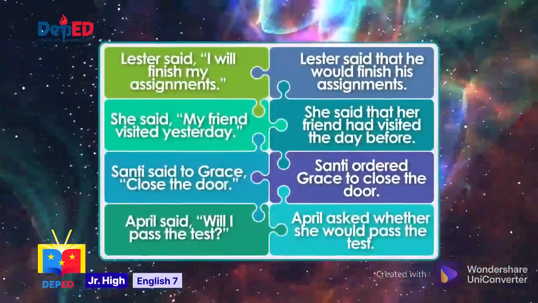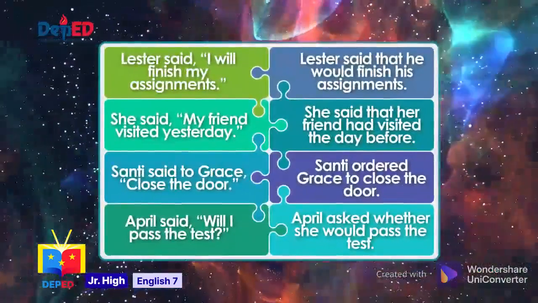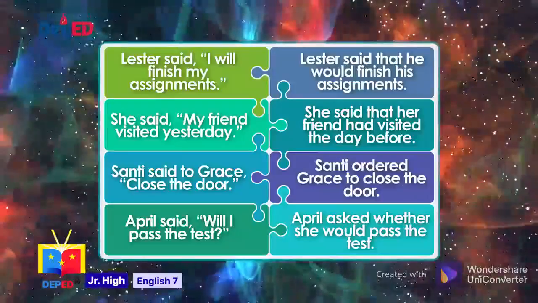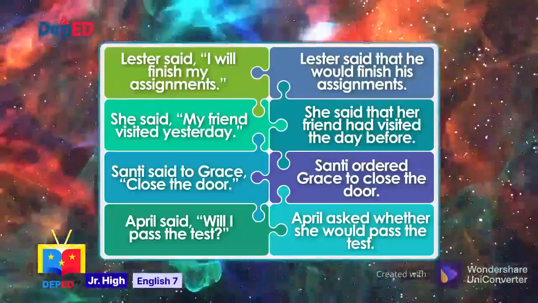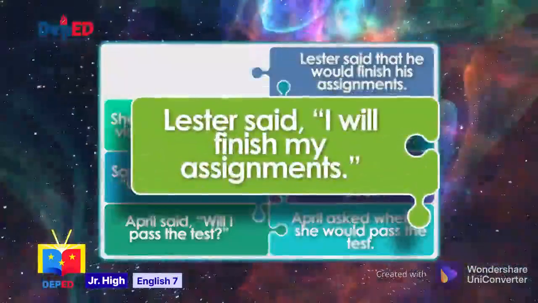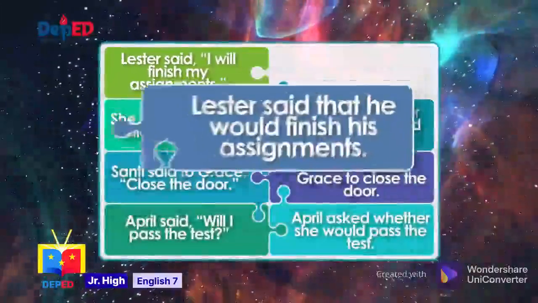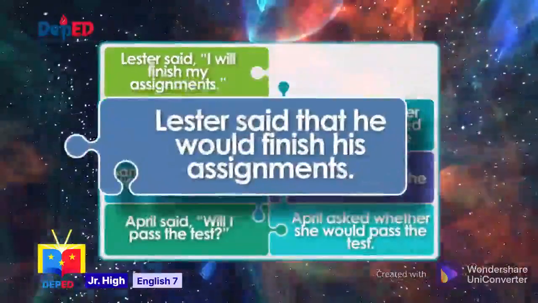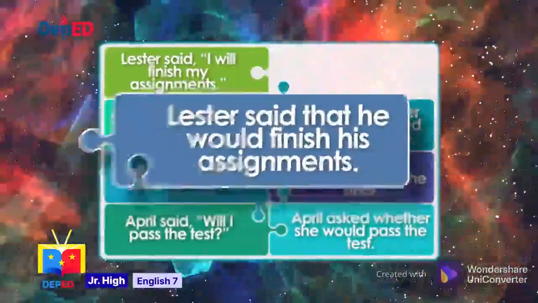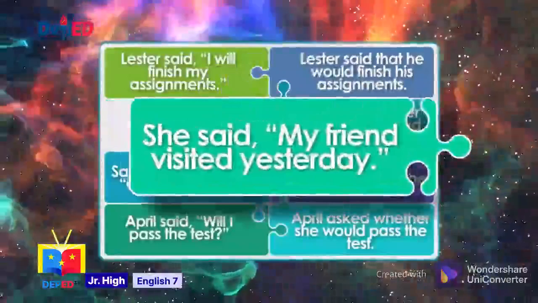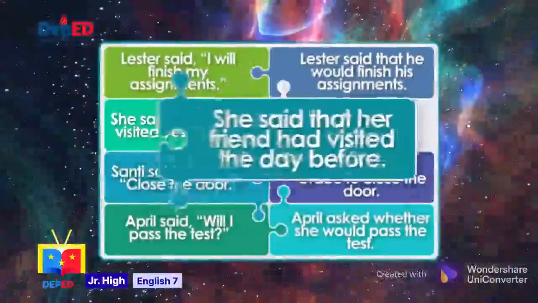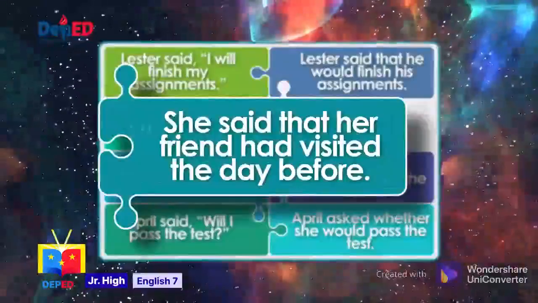I have here, class, a table, and what I want you to do is to analyze the given group of sentences. Write down your observations on your paper. Lester said, "I will finish my assignments." Lester said that he would finish his assignments. She said, "My friend visited yesterday." She said that her friend had visited the day before.